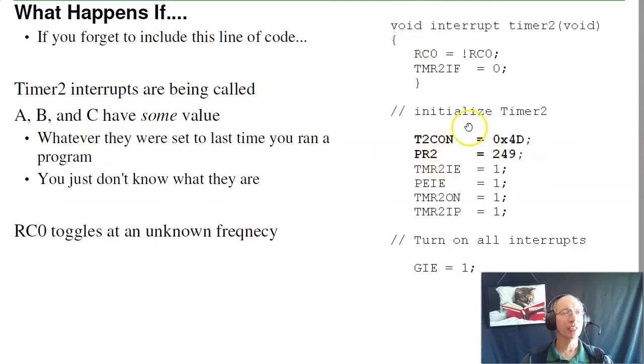If I forget these two lines of code, what happens is the interrupt still works, RC0 is toggled, but I have no idea how fast it's being toggled. It depends upon last time I ran the processor, what the value was for T2CON and PR2 the last time I wrote to them. And if I don't initialize them, I don't really know what they are. So it works, but I have no idea what the timing is.